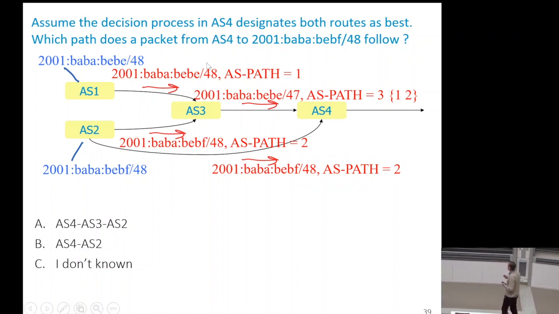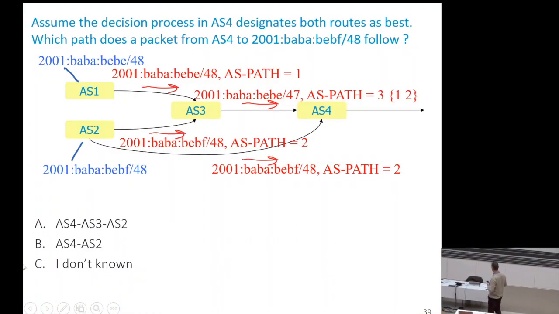So if you had looked up the next question, you had the answer to the previous. So assume the decision process in AS4 designates both routes as best, so it keeps both of them, right? Now assume there is a packet in AS4 that wants to go to this network here, the bottom blue here. Which way will it go? Everybody says B, which is the correct answer.